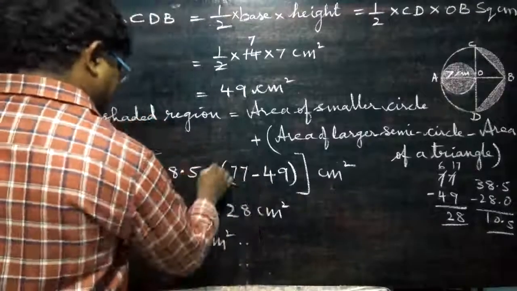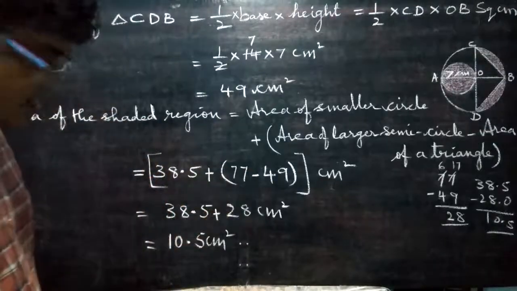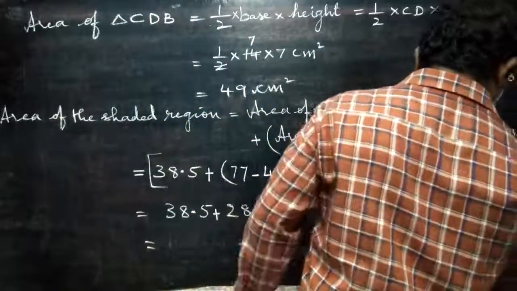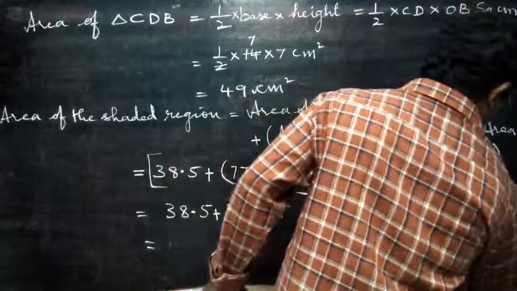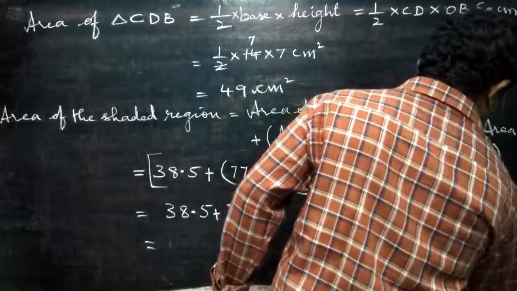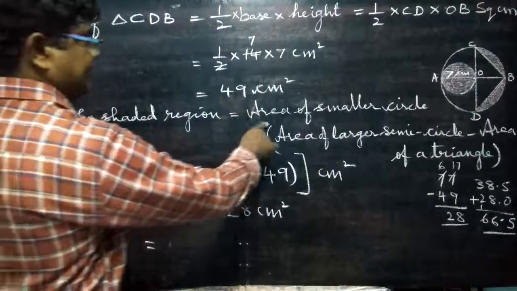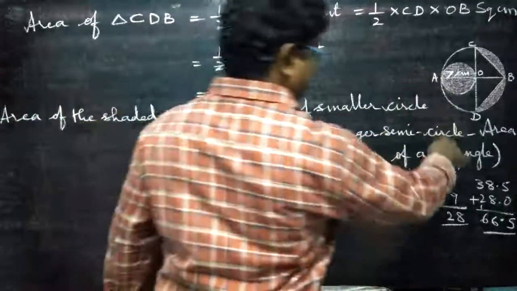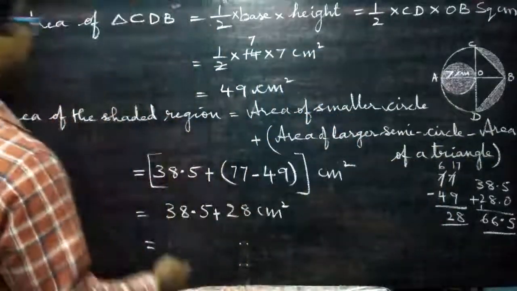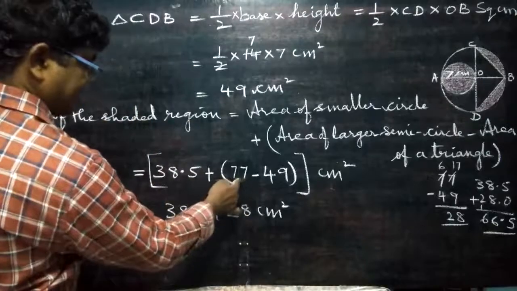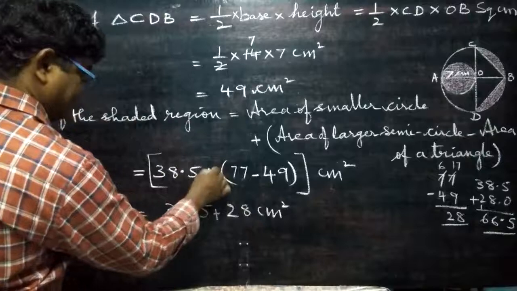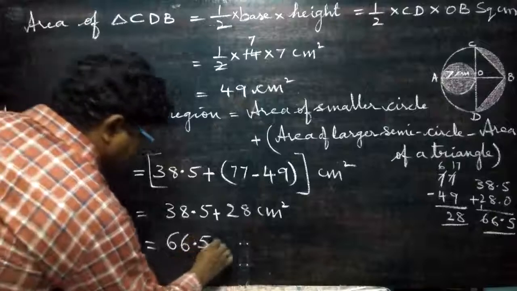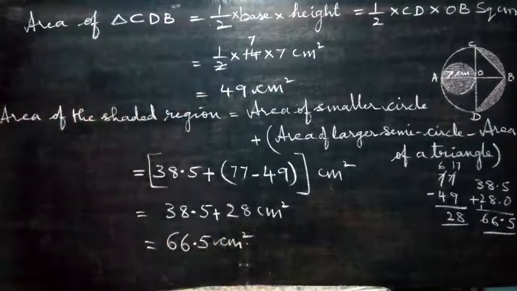Here addition, sorry, plus you have to do. Here we have to add. When we add, here 0.5, 16, 1, 6. So here addition, area of smaller circle plus this. How to get means area of larger semicircle minus area of triangle. Area of triangle, this triangle. So we simplified here, and we have to add, not subtract. So when we added, we got 66.5 centimeter square. That is the answer.